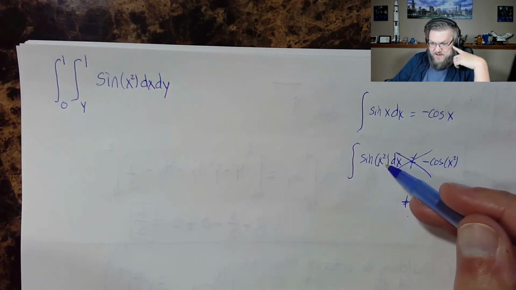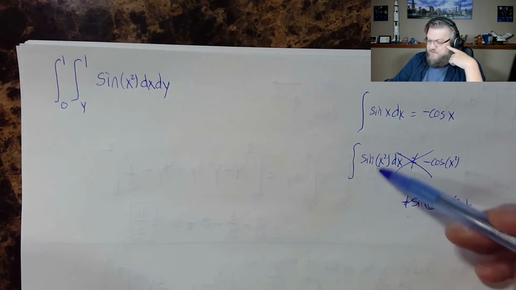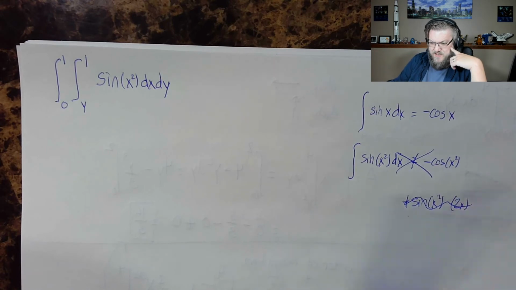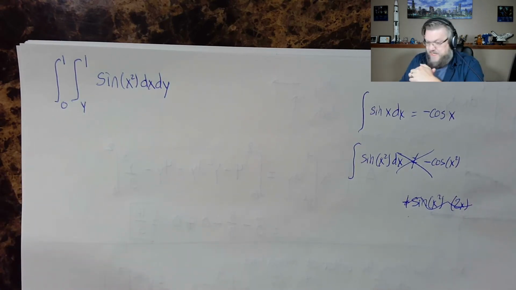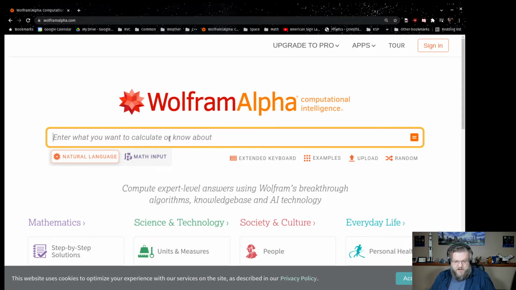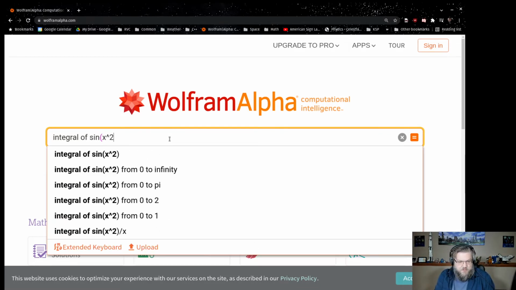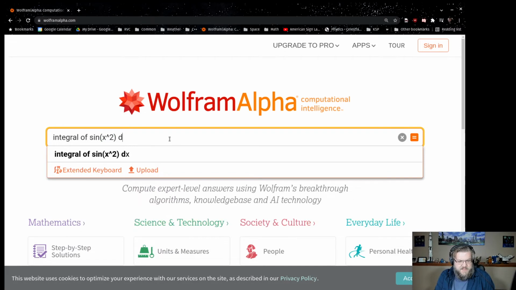So this is not true, right? And coming to find out, not only do you not know the antiderivative of sine of x squared, there doesn't exist a closed form for the integral of sine of x squared. Let's see what Wolfram Alpha has to say about this. All right. So if I ask Wolfram Alpha, hey, what's the integral of sine of x squared dx?